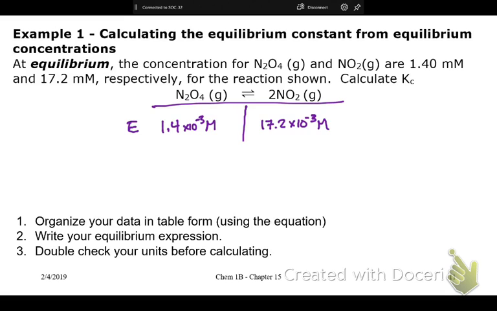So part one is organize your data in a table. Part two is write your equilibrium expression. These could have been 1A and 1B because it doesn't matter what order you do that in. Okay. Double check your units. I'm double checking my units as I go along. And then calculate. So K_c is what I'm looking for, is the concentration of NO2 divided by the concentration of N2O4. What am I missing? Squared. And this is what's called plug and chug.